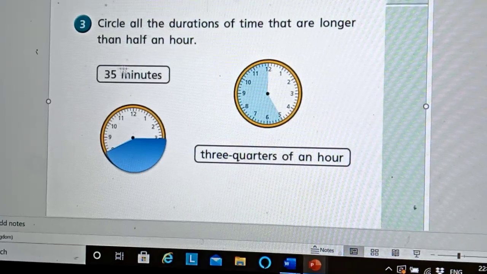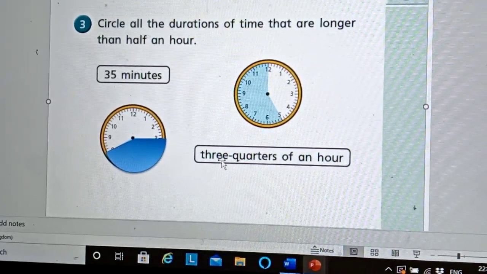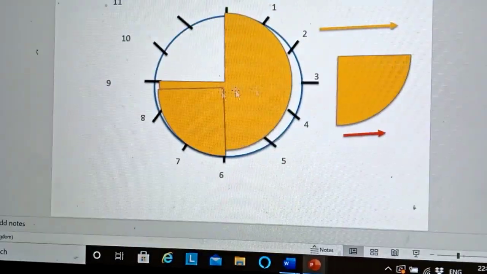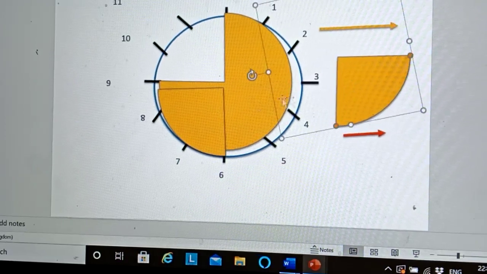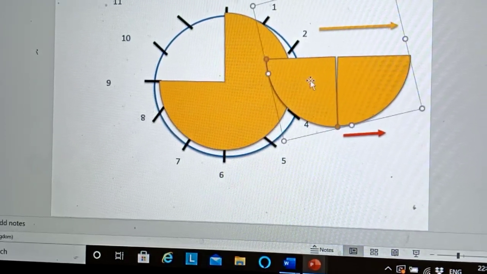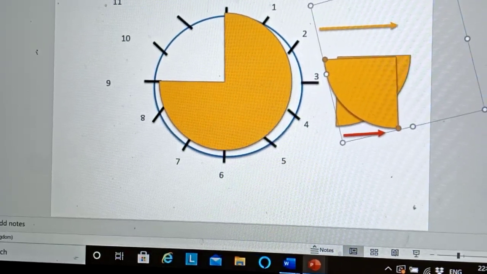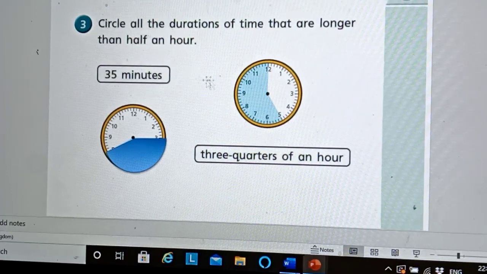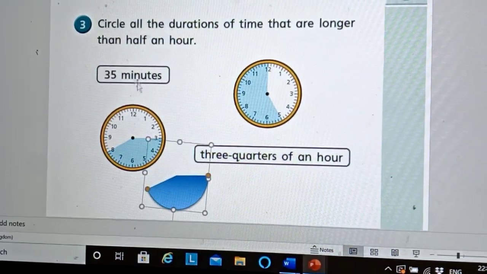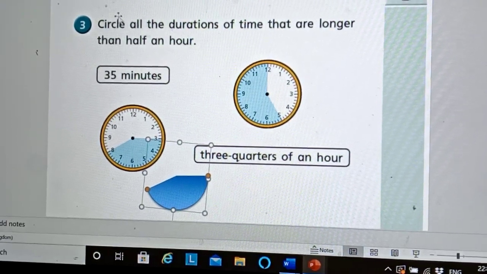Now, I know 35 minutes is longer because half an hour is 30. And three quarters of an hour. What were three quarters again? Do you remember? If one quarter was 15, two quarters were 30. So what would the three quarters be? Okay, so which ones of those are longer? Is that longer? Is that longer? Is that longer than half an hour? Circle them.